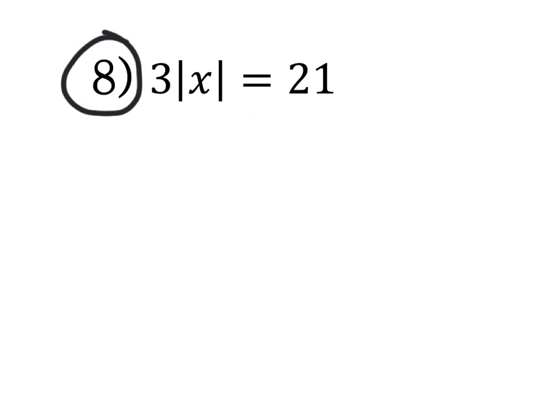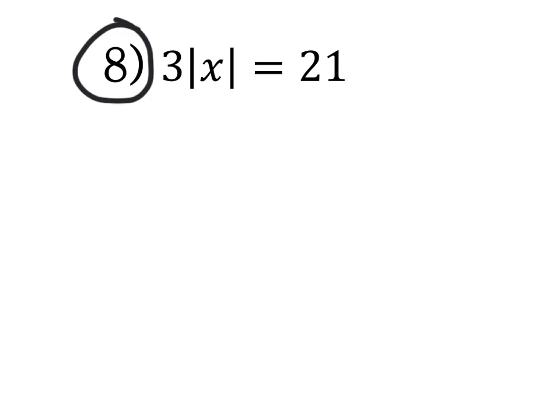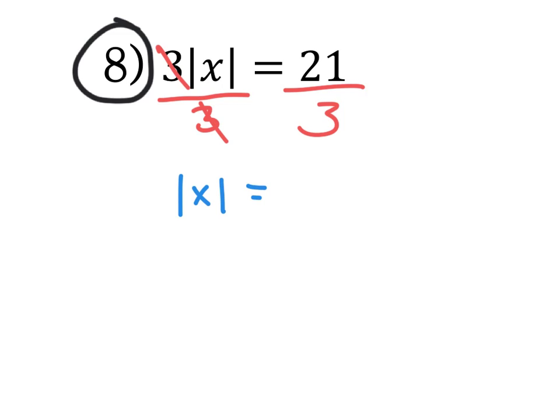Let's do one more. Again, we can only solve the absolute value function piece once it's by itself. So right now you see that there's a 3 outside the absolute value piece. So we got to get rid of that. That 3 is multiplying to the absolute value of x. So let's divide both sides by 3. And the 3's cancel. Leaves you with the absolute value of x equals 7. And we can drop the absolute value bars if we add plus or minus. So x equals plus or minus 7.